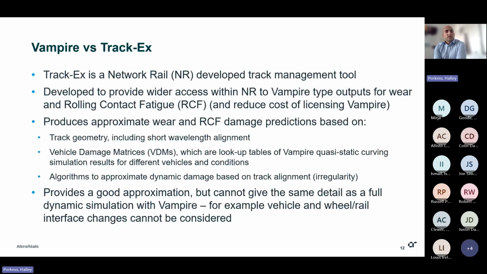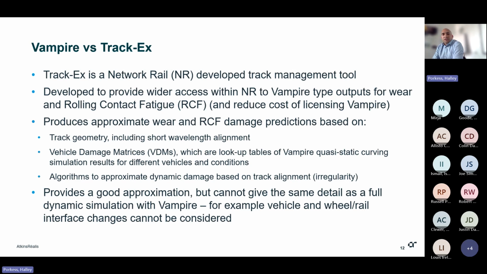So just talking to us earlier about TrackX. A few people nodding here. So TrackX is a Network Rail developed track management tool. It was developed to provide wider access within Network Rail to Vampire type outputs for wear and RCF modelling, and to reduce the cost of Vampire licensing. So it produces approximate wear and RCF damage predictions based on track geometry and vehicle damage matrices, which look at tables of Vampire curving results for different vehicles and conditions, and it has algorithms to approximate damage based on the track alignment.